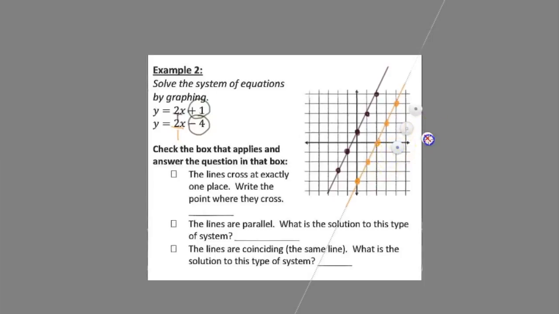There we have it. So let's take a look at which box we need to check to apply our answer. So I'm looking at my 2 lines. The first box says the lines cross at exactly one place. Do we see any intersection? Let's look at the second one. It says the lines are parallel, and I'm definitely looking at parallel lines.